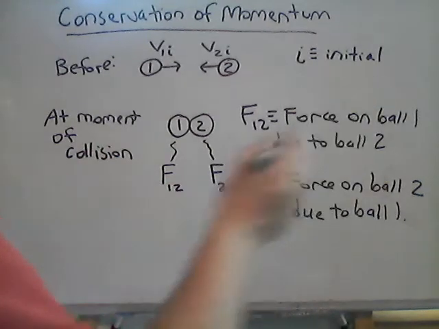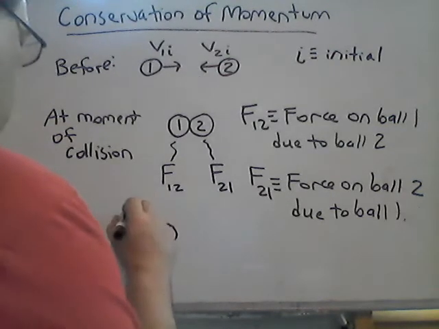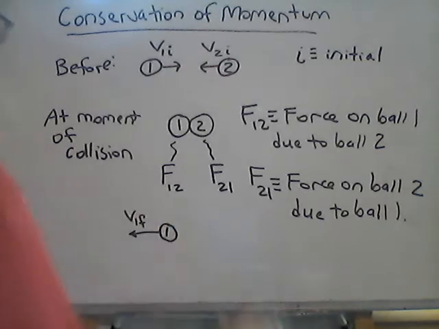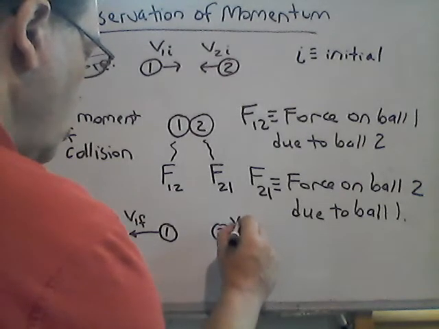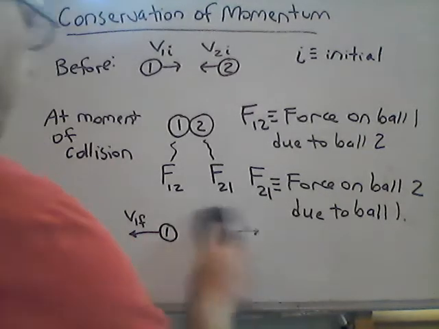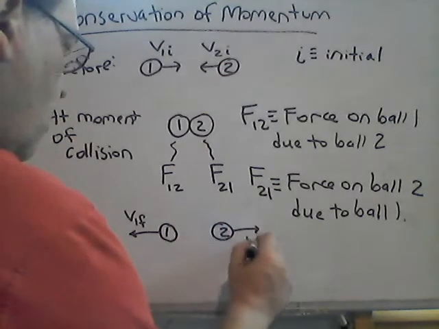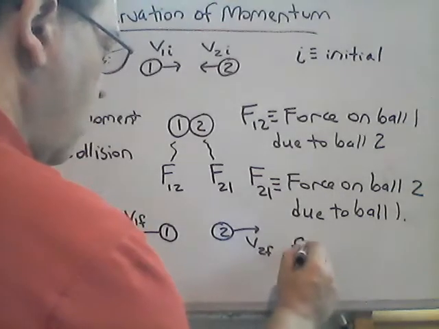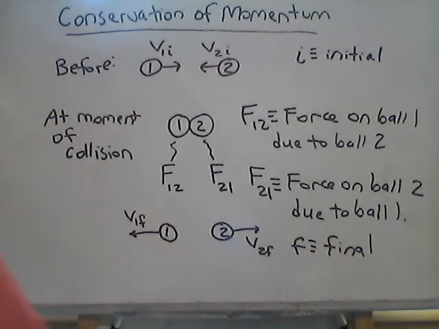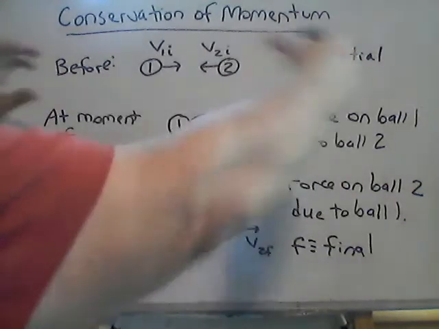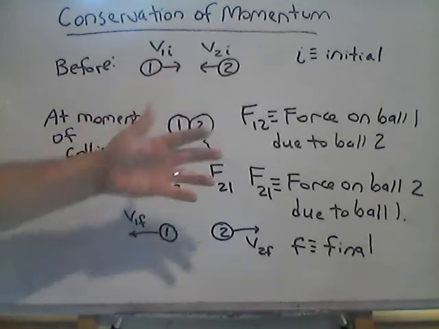Finally, after the collision's over, what we fully expect to happen is that ball one goes off to the left with a V1F, and ball two goes off to the right with a V2F. F stands for final. So two balls come together, like billiard balls. Again, we're going to do a one-dimensional problem to simplify everything, so these velocities are in just one dimension.